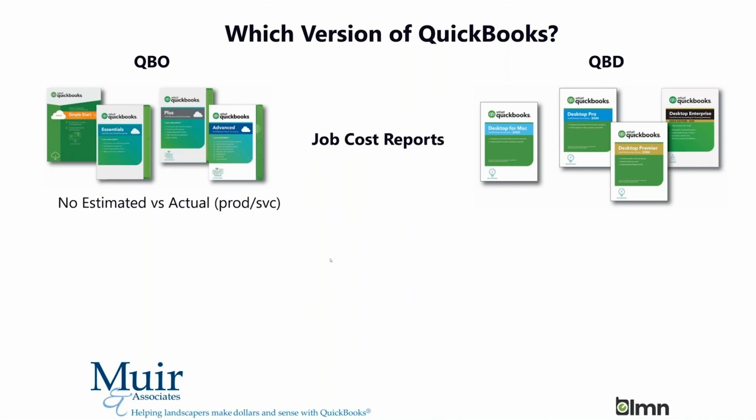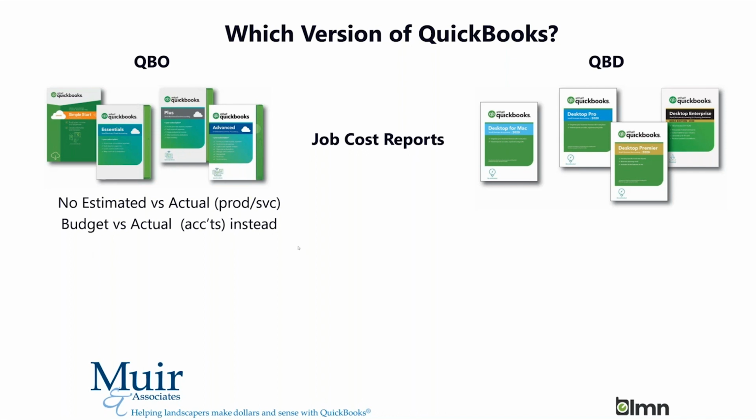then for QuickBooks Online, when you do an estimate in the online version, you're using your products and services. And there is no estimated versus actual report in QuickBooks Online. The workaround is to do a budget. Well, a budget won't use your products and services, it's using your chart of accounts. So now, although you had the estimate in LMN, now you've got to create a budget for that job in order to see a budget versus actual.